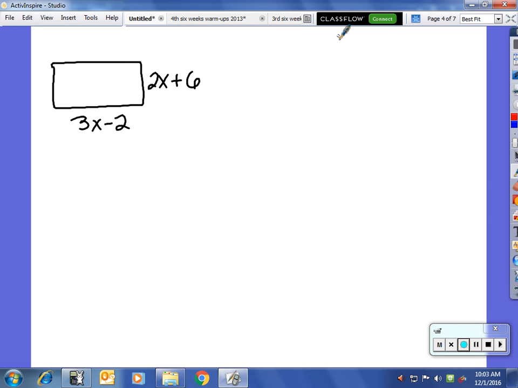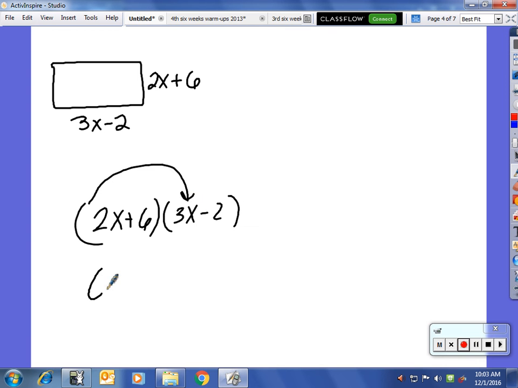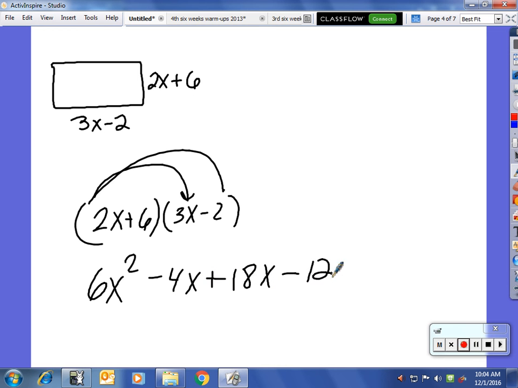Okay, for the area here, first of all, let's just go through this. Area would be length times width. This is what some kids are doing: 2x times 3x, they're giving me 6x. But what's 2x times 3x? 6x squared. Then you would get negative 4x, then positive 18x, then minus 12. So the area for this should have been 6x squared plus 14x minus 12.